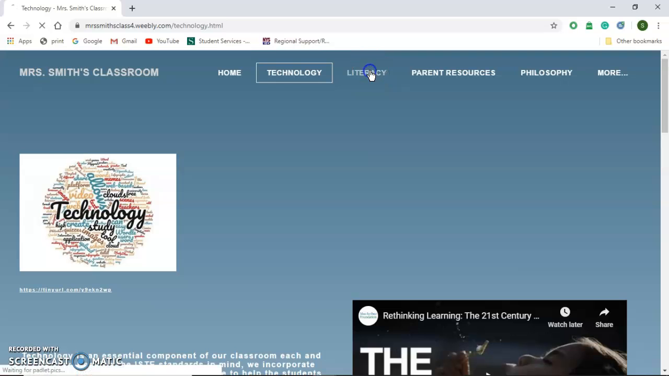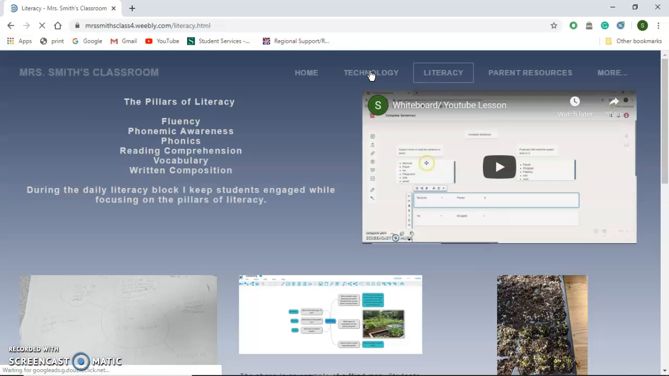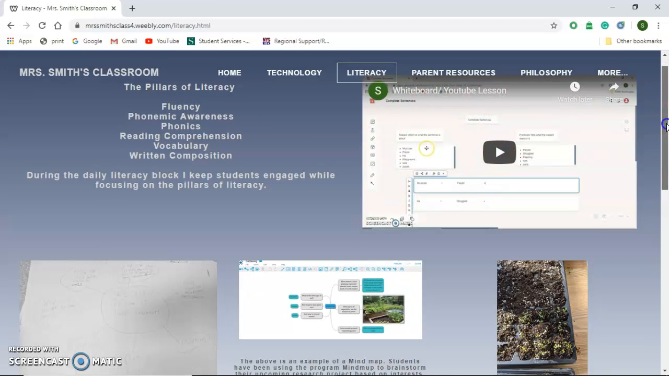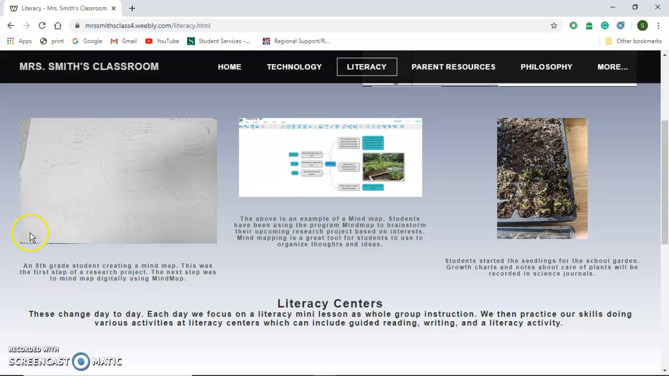Going back up to the top, my next page is literacy. I started off with talking about the pillars of literacy: fluency, phonemic awareness, phonics, reading comprehension, vocabulary, written composition. I also included my whiteboard lesson here. And over here, I included a 8th grade student creating a mind map.